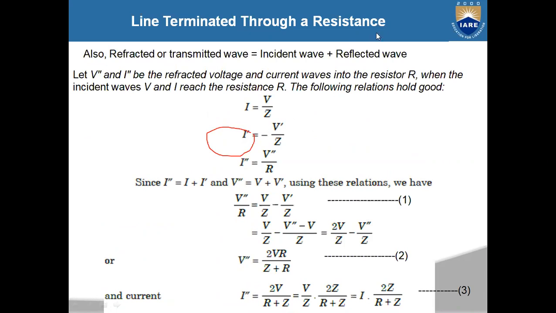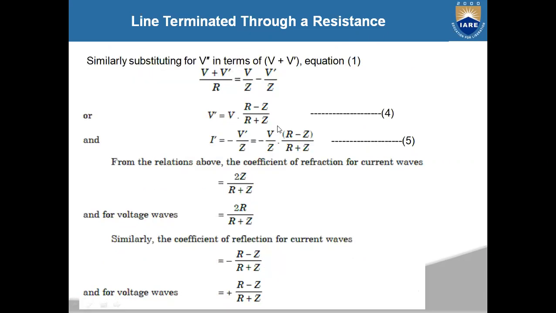So I dash is equal to minus V dash by Z. So that is what we are going to take here. In place of V dash you have to substitute V into R minus Z by R plus Z, equation number 4, so that you will get I dash is equal to minus V by Z into R minus Z by R plus Z. V by Z is I, so you can write this equation as minus I into R minus Z by R plus Z.